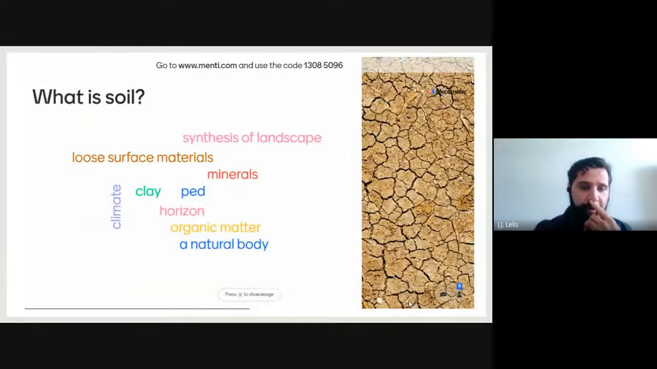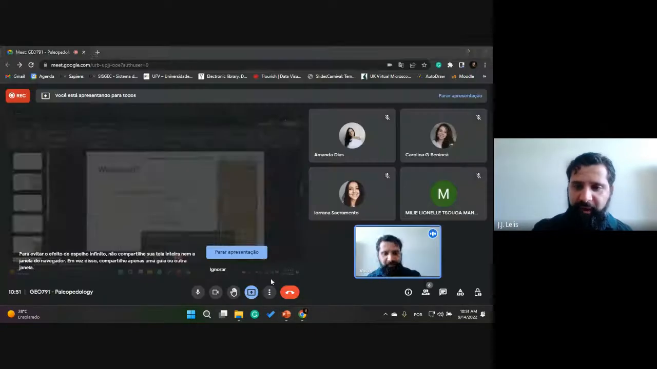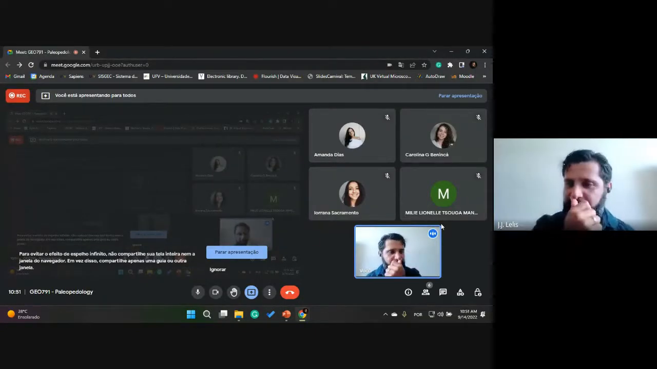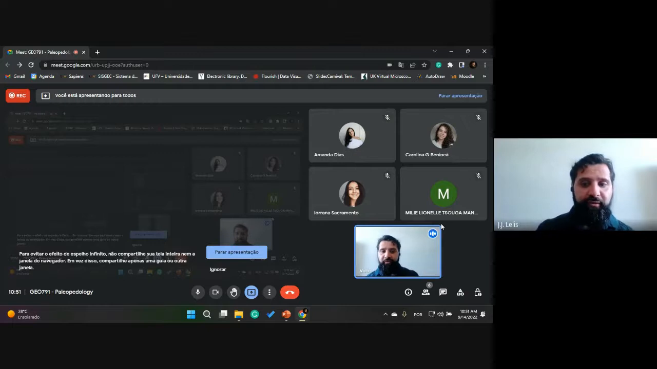Let's continue. The loose surface materials. Do you agree that every loose material on the surface is a soil? Do you agree with that? Midi, you put this word and you talk about this. You think that we have another material on the surface that's very loose, but it's not a soil, it can be another thing? It's a good question, but it's not easy. I don't like easy questions.